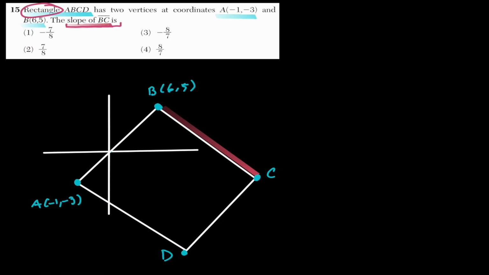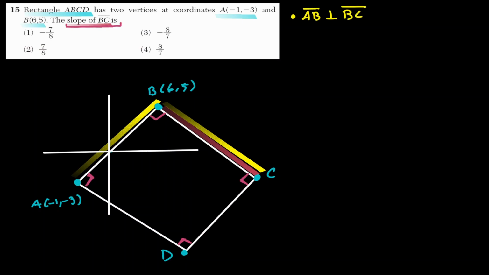But remember that this is a rectangle. And if it's a rectangle, then we know that every interior angle is 90 degrees. Then notice that we can say that AB is perpendicular to BC. Their intersection is 90 degrees. But if two lines are said to be perpendicular, then their slopes are negative reciprocals.